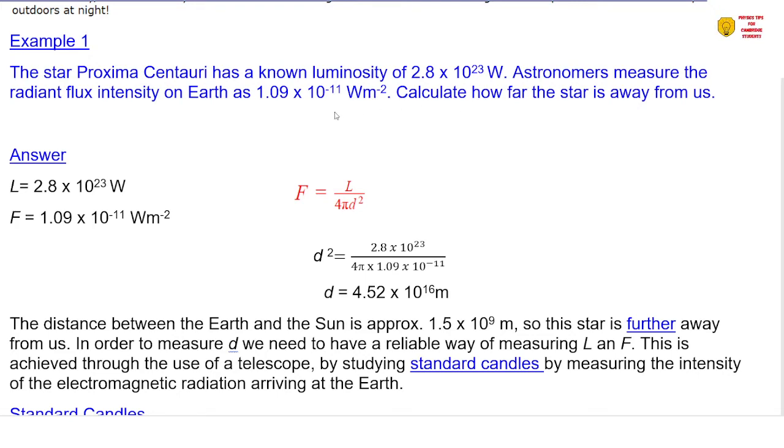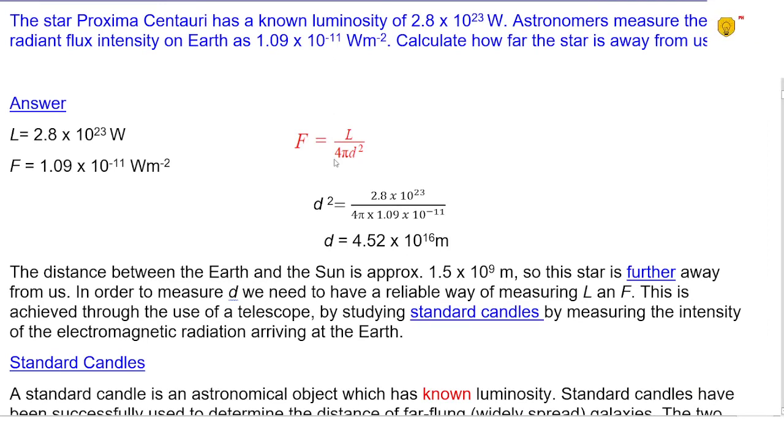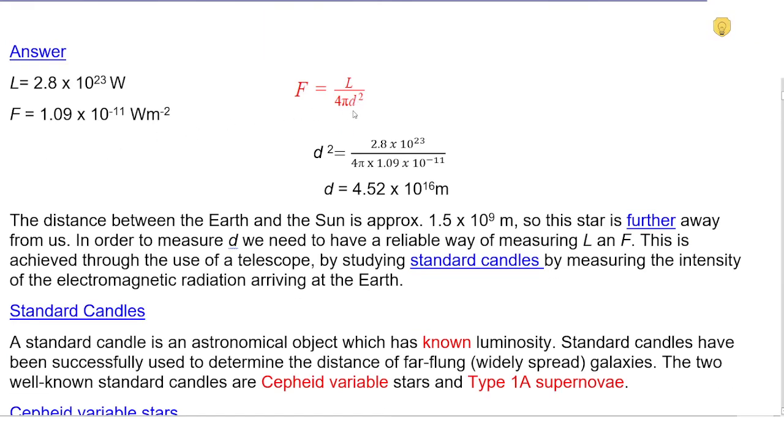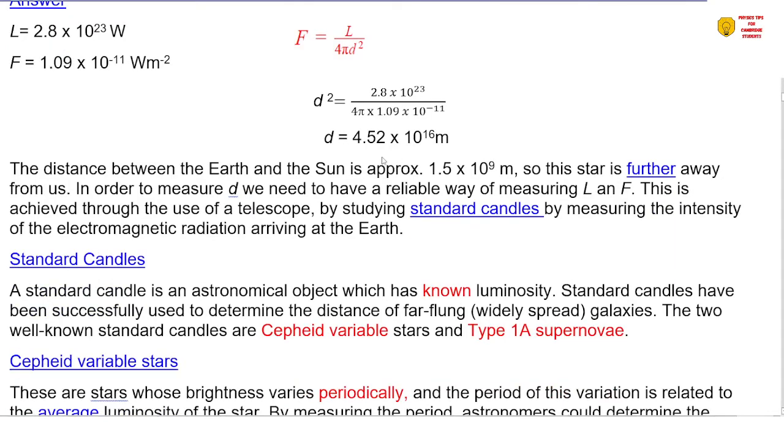So we're going to use our formula. F is equal to luminosity over 4 pi d squared. Our luminosity is 2.8 times 10 to the power of 23 watts, and then the area is the area of a sphere, which is 4 pi d squared. So now making d squared the subject of the formula, it's going to give you that over that, which will get a value of d of 4.52 times 10 to the power of 16 meters.